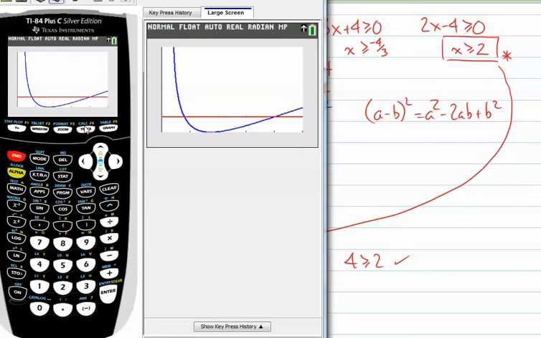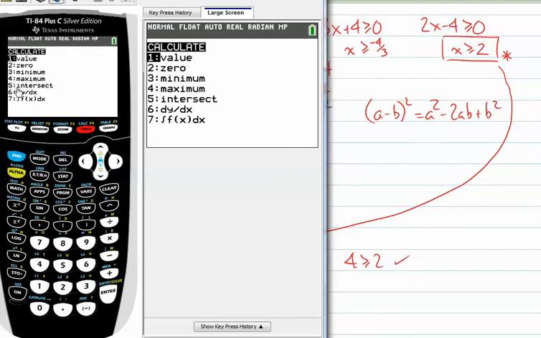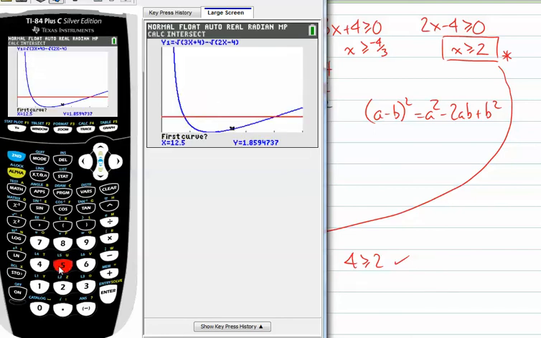We go to the calculate menu, which is second function calculate, and we want the intersect, option 5. We're going to be asked 3 questions. What the curves are. The first curve is being identified as y1, so I'll push enter. The second curve is y equals 2, I'll push enter. The third question is a guess value. We'd like to know where this is. I can move my cursor toward the left, or I can type a number in. I'm going to type in the number 5. It's a little faster. And sure enough, my intersection is x equals 4 when y equals 2.